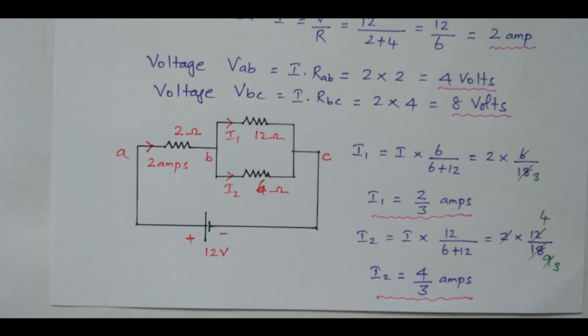So in the current division rule, we need to follow: current in any branch is equal to total current multiplied by the other branch resistor divided by the total resistance. Right? So in this problem, we calculated all the values: the total current, the current flowing through 12 ohm, the current flowing through 6 ohm, as well as the voltage drop across AB and BC. These values are calculated. Now we'll go to the next problem.